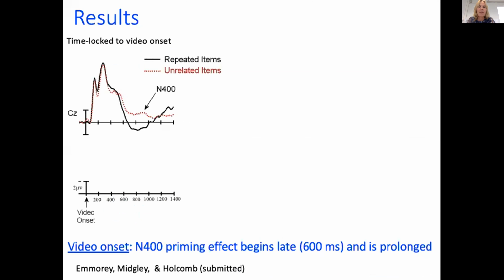So here's what we found. This is the result looking at time locking to video onset. This is from the CZ electrode. You can see a nice N400 response, so a larger negativity to the unrelated items compared to the repeated items. But you can also see on the timeline that this priming started relatively late, about 600 milliseconds after the stimulus onset, which is later than what you see for spoken words or written word presentations. And you can also see that it's rather prolonged and elongated. This is likely because you've got sign onsets happening at different times within the video.